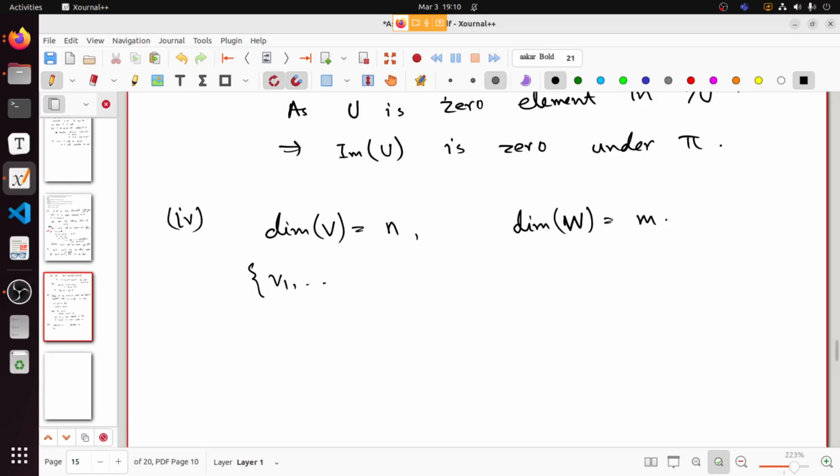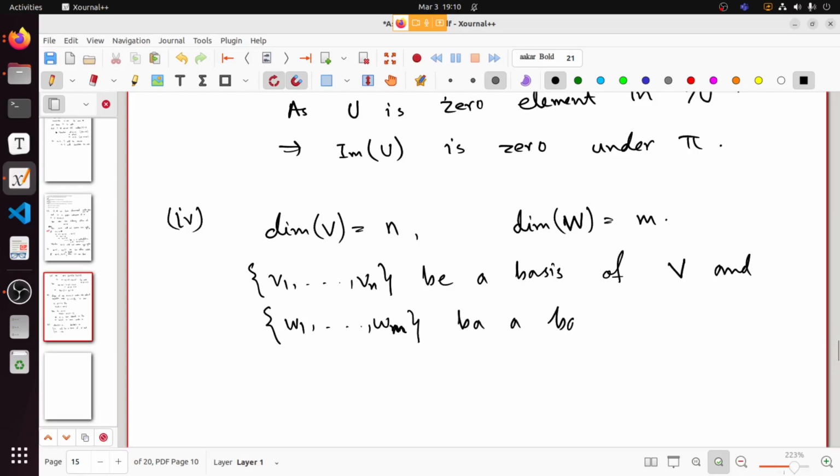Let's say V1, ..., Vn be a basis of V, and W1, ..., Wm be a basis of W. So from there we have to find a basis of V cross W.